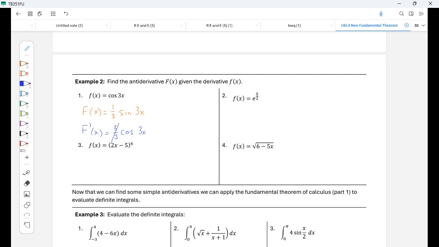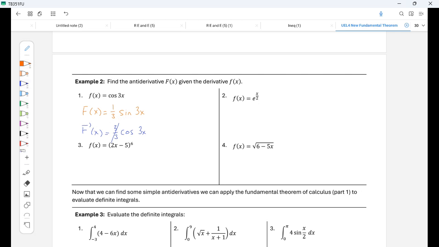Honestly, for antiderivatives, this is the reason why I introduced the linear chain rule back in derivatives. Because I want to be able to reverse that process without having to do 3 times the work, which is what we'll have to do later on for reversing the chain rule itself. But the linear chain rule is just dividing by a number. Okay. All right. Let's take a look at the next one.